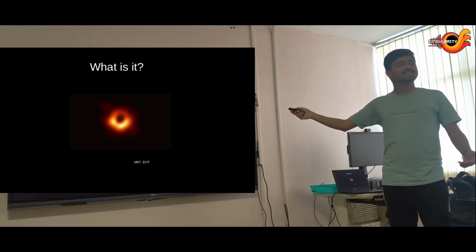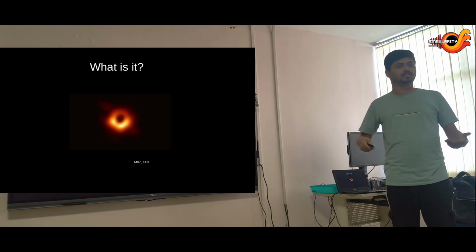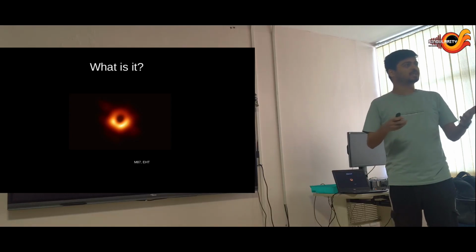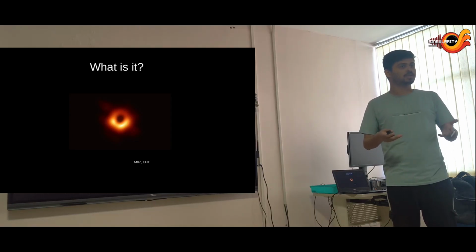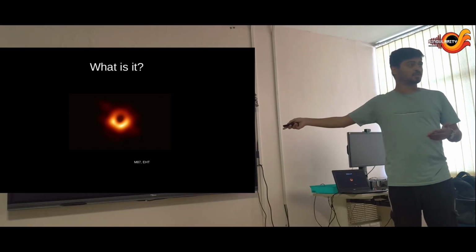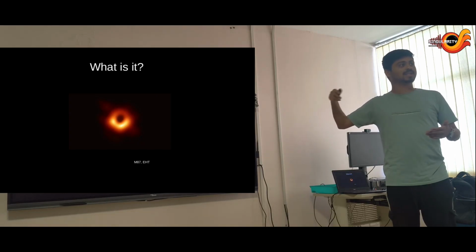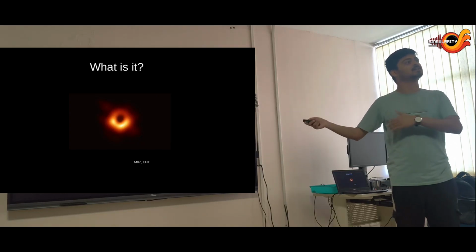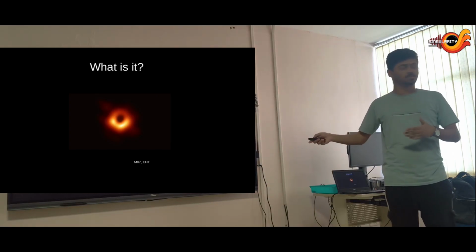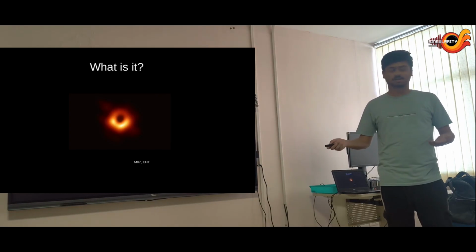Now, why does it glow so much? You can say that any object with non-zero Kelvin temperature will emit black body radiation. But it's not enough to explain this luminosity. This luminosity is like 10 times higher than our sun's luminosity. It's very highly luminous. So what is the reason behind it?